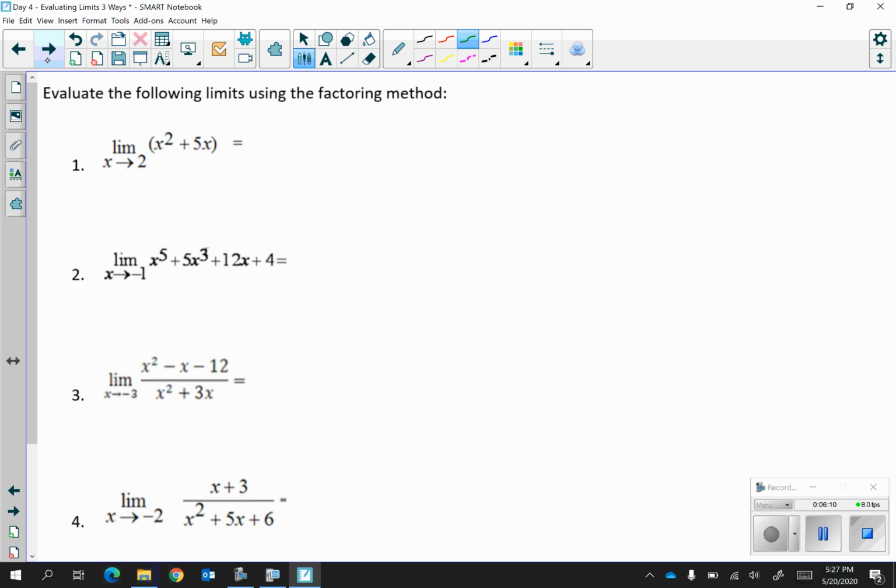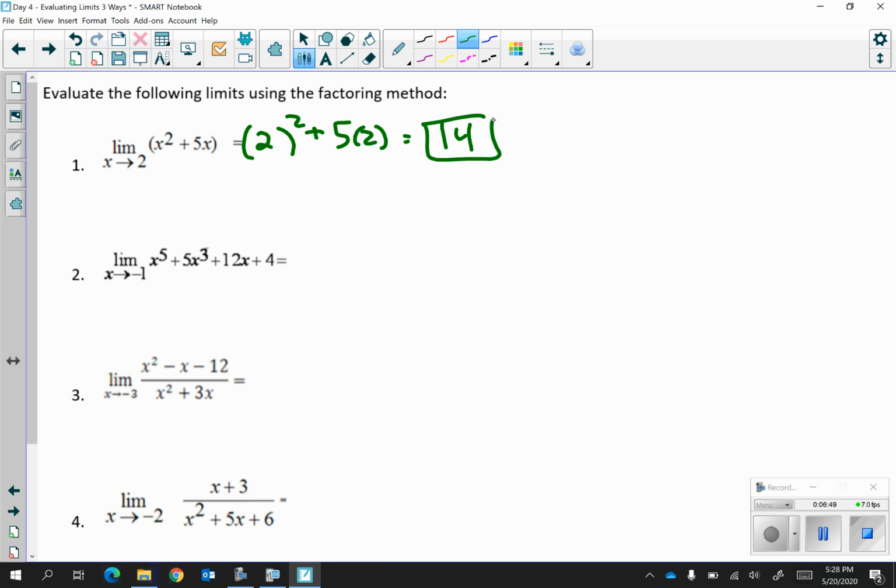For the first one, if you plug in 2, nothing strange happens, right? There is no undefined value or anything like that. So yes, you could factor this, but you do not have to. So we're going to plug it in normally. When you do plug in 2, you end up getting 14. So that's your limit. Again, make sure you check your work in the calculator, the graph, and the table to make sure it is correct.